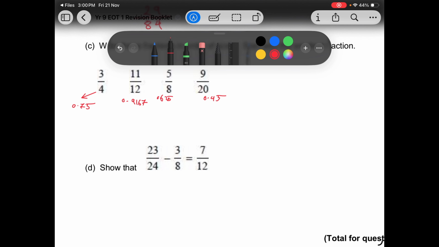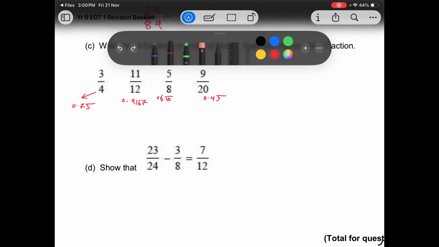So what we have to do, guys, I have to find the least common multiple of 24 and 8 in order to end up with the same denominator. So I need to unify the denominator here. They are not the same. I need the same denominator. Okay, so how is that?